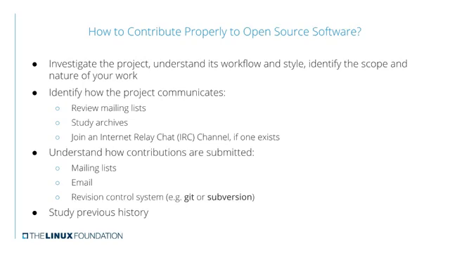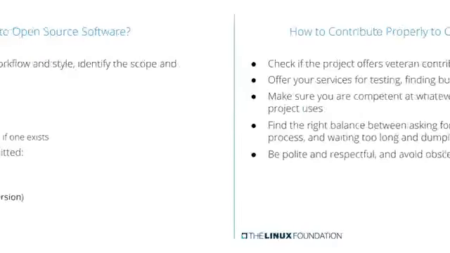See what communication methods the project uses. Usually there are mailing lists, and there are archives of mailing lists so you can see the history. There may be chat rooms that you can plug into. How are contributions made? Are they done through a revision control system such as Git, or are they done through email, etc.? Learn the previous history.